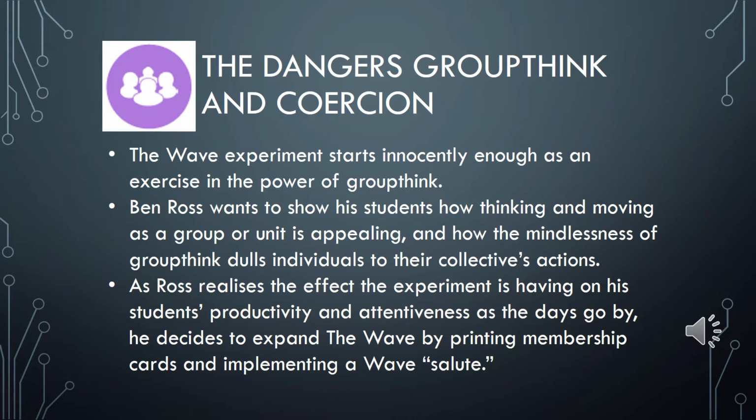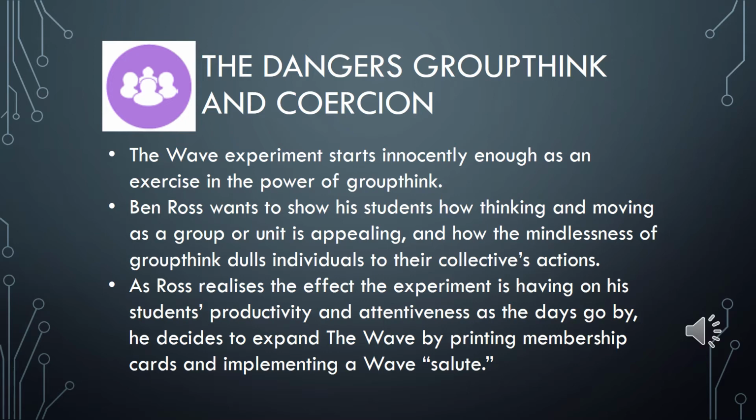Okay, so the Wave experiment starts innocently enough as an exercise in the power of groupthink. Ben Ross wants to show his students how thinking and moving as a group or a unit is appealing, and how the mindlessness of groupthink dulls individuals to their collective's actions. Okay, so remember, he wanted to answer the question that was asked as to why so many Germans were able to continue with their daily lives while these atrocities happened. Did they not understand what was going on? Why did they not stand up for what is right? Okay, how did they fall under Hitler's spell?